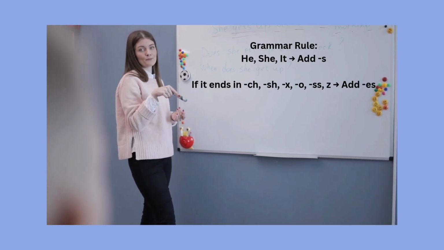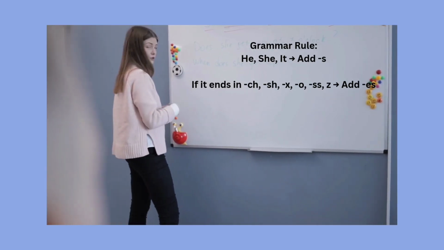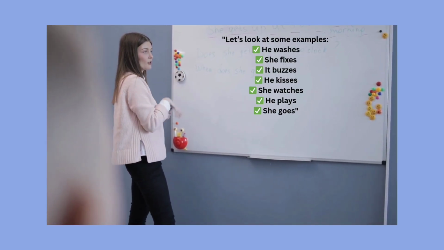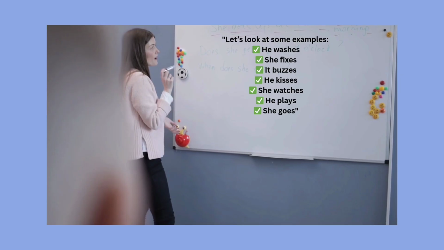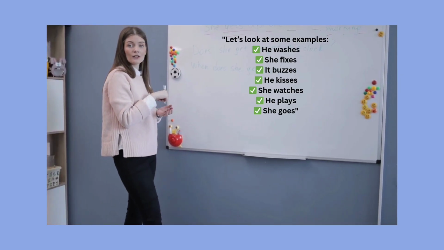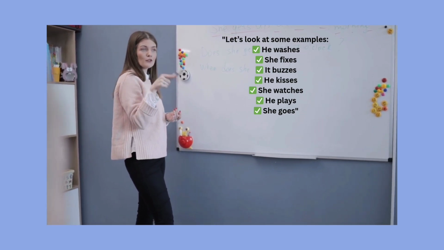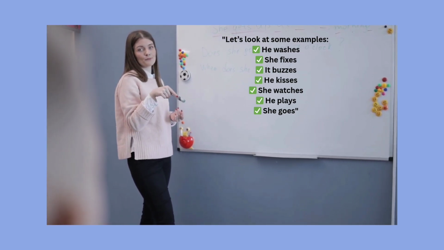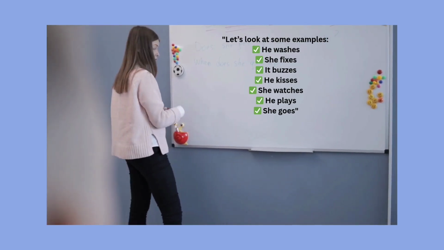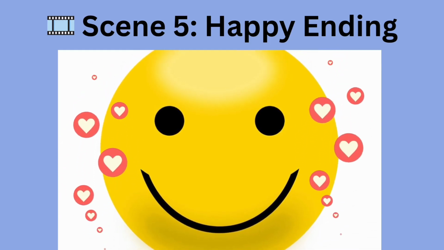Rule 2. Special endings add es. If the verb ends in ch, watch, watches; sh, wash, washes; x, fix, fixes; o, go, goes; ss, kiss, kisses; z, buzz, buzzes, add es instead of just s. For examples, he washes his hands, she goes to school, it buzzes loudly, he kisses the baby, she fixes her bike, he watches cartoons. This is the happy ending of the story, Leo and the Lost Wallet.